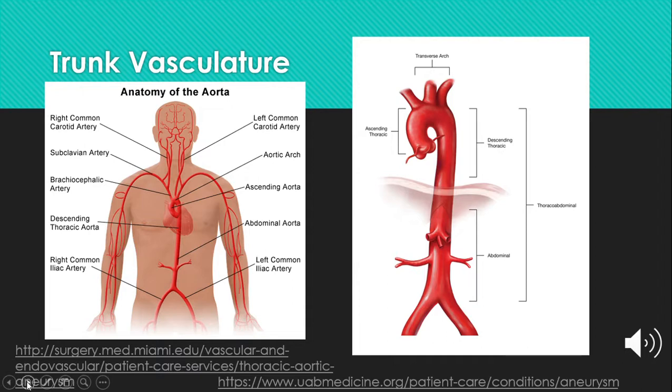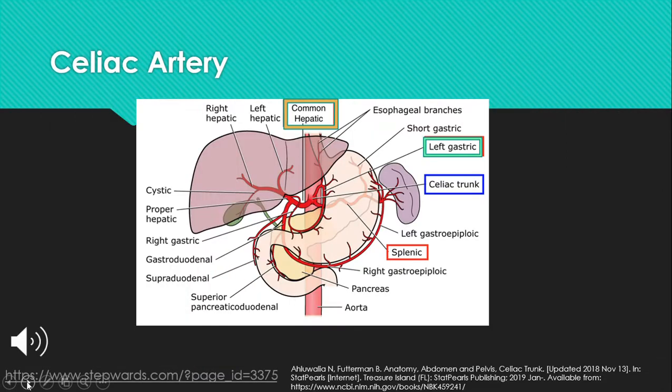Here is a broader picture of the vascular supply in the trunk. There are main sections that come off the aorta. It begins with the descending thoracic aorta, and then this becomes the abdominal aorta. It then branches off into the left and right common iliac artery. Branching off the abdominal aorta is the celiac trunk, seen in blue. These branches include the common hepatic, the splenic, and the left gastric.